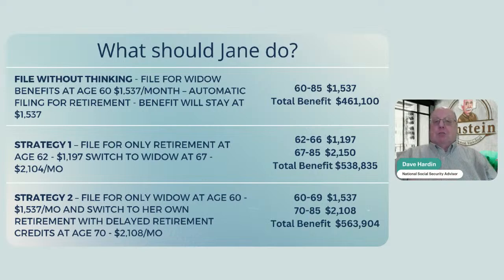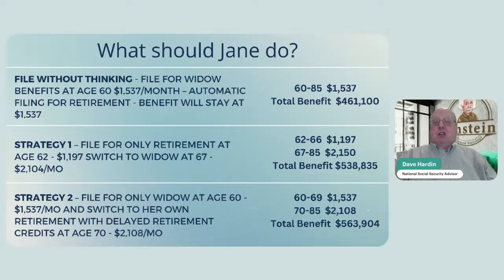So look, here's her option. She goes into Social Security. She asks, how much can I get? They say, well, the most you can get right now is $1,537. That's the age 60 survivor benefit that you're entitled to, that $2,150, but you're getting it at 60, so you're only going to get $1,537. She says, okay, I'll take it.